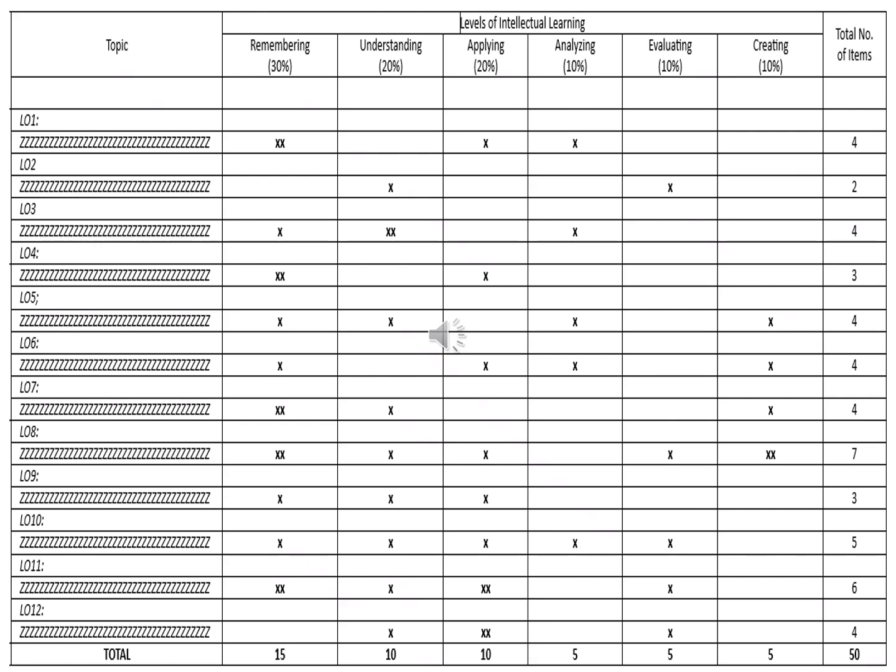For learning outcome number 2, I allocated 1 for understanding and 1 for evaluating, as shown by the X. Learning outcome 3, which has a total of 4 items, is allocated 1 under remembering, 2 for understanding, and 1 for analyzing. Repeating the process, you can allocate all items for each learning outcome under the 6 different cognitive levels.